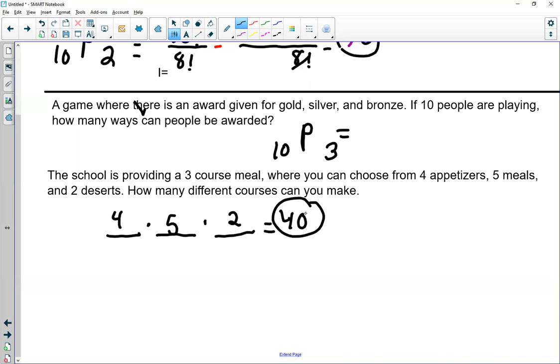Wait, why is this counting principle? I don't understand why it's counting principle. It's counting principle because you're counting each category. So you have 4 appetizers. This is 3 different types of things: appetizers, entrees, and desserts. No, because I'm asking about how many ways it can be given, so we're only counting one thing in that case. Because there are different categories.